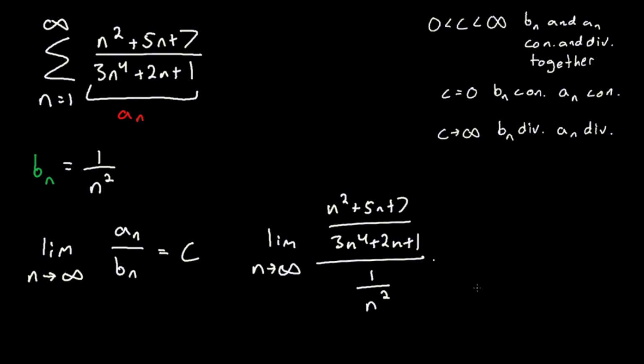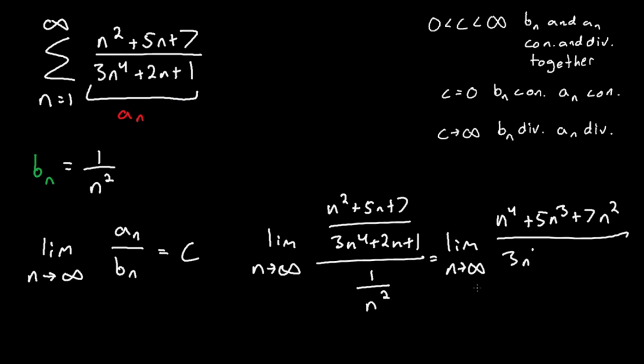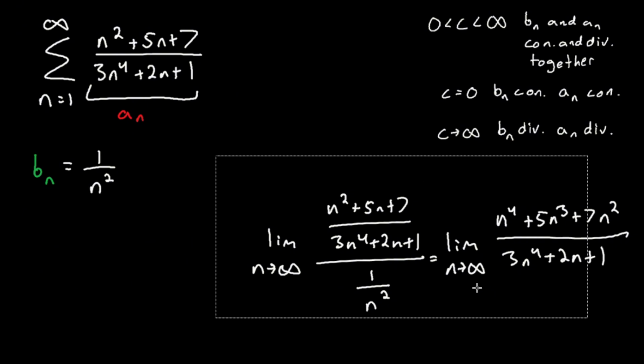All right. Well, if we evaluate this limit, we simplify the fraction here. You basically just multiply n squared onto the numerator. So you get n to the power of 4 plus 5n to the power of 3 plus 7n to the power of 2 over 3n to the 4th plus 2n plus 1. Okay, let's go ahead and make some space real quick.